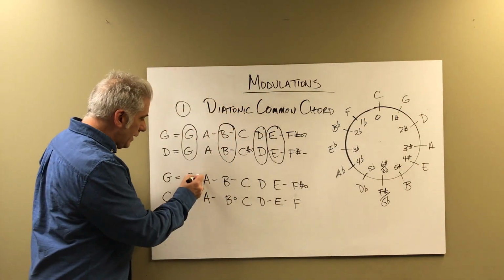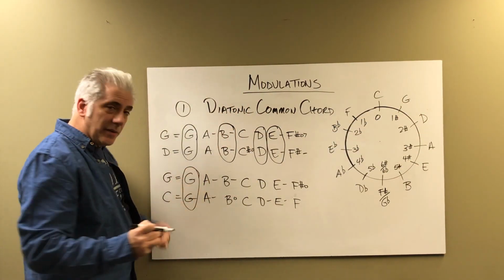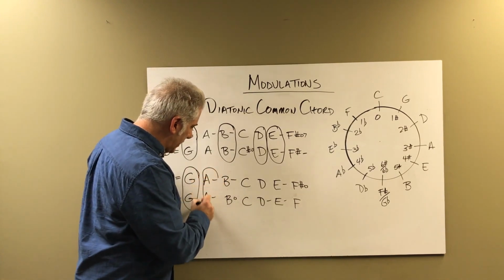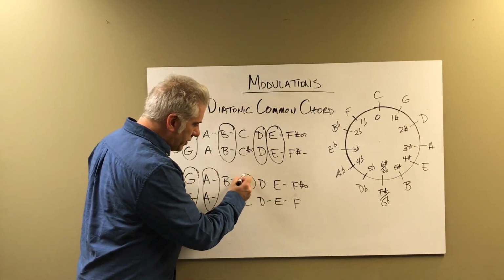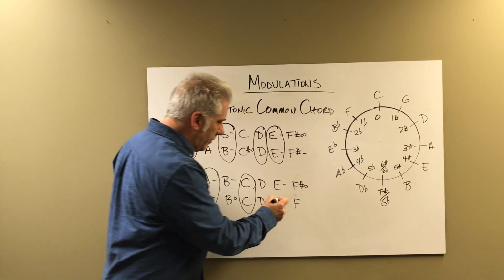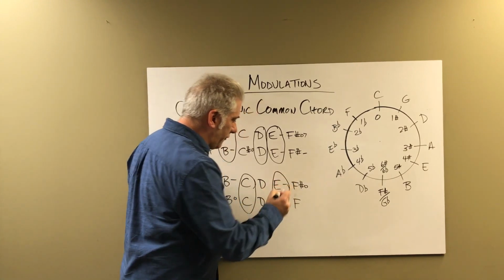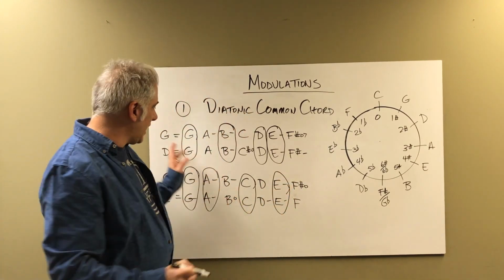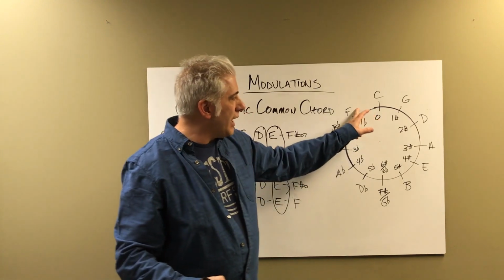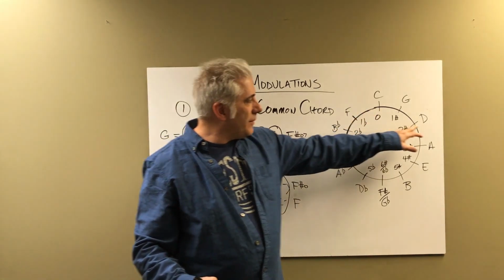So I'll show you. G major to C major has G major in common, it has A minor in common, it has C major in common, and it has E minor in common. So that is 4. Okay, so it's the same. Now, if I go back here to F major, it's the same as D major.